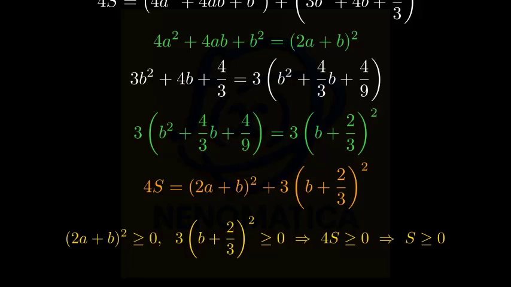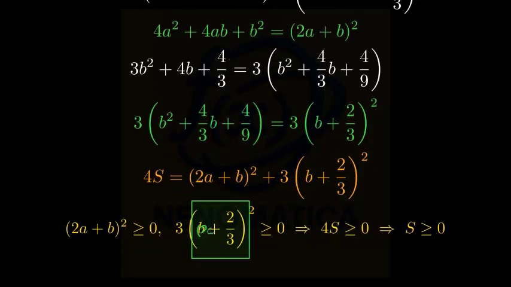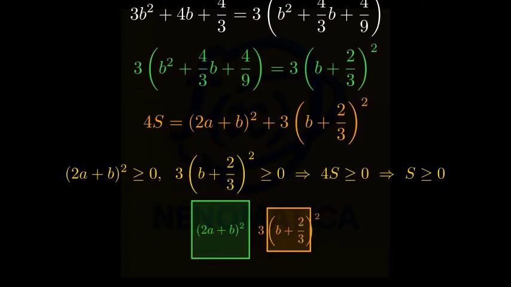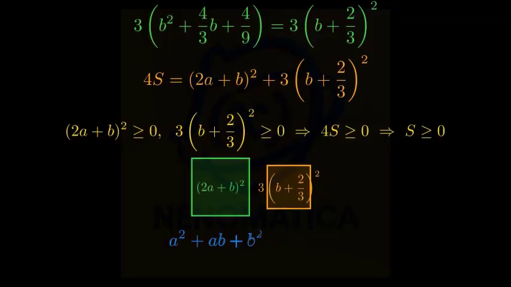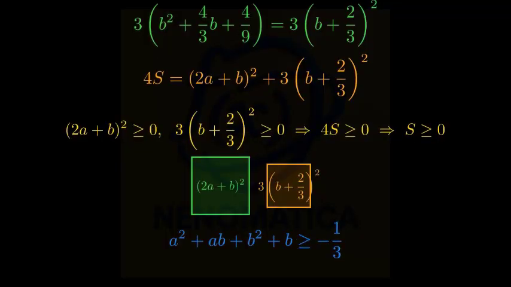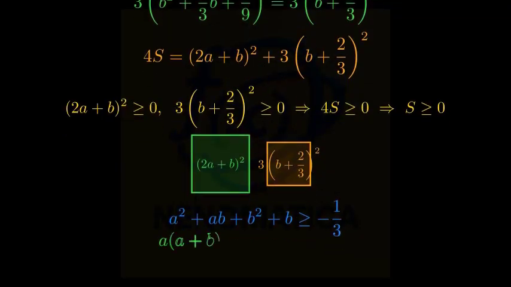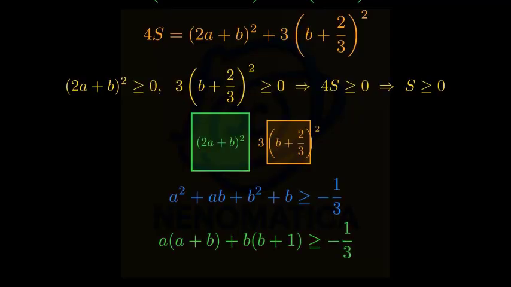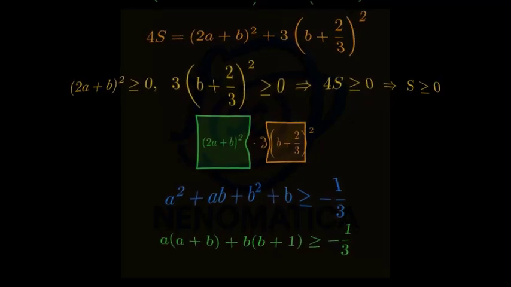To build intuition, think of each square term as an area that can never be negative. We will show two colored squares labeled 2a plus b and square root of 3 times b plus 2/3. Their total area is always non-negative, mirroring the algebra. Since S is at least 0, a squared plus ab plus b squared plus b is at least negative 1/3. Returning to the original form, we have a times a plus b times b plus 1 is greater than or equal to negative 1/3 for all real a and b.